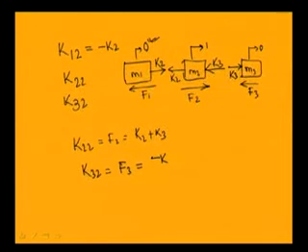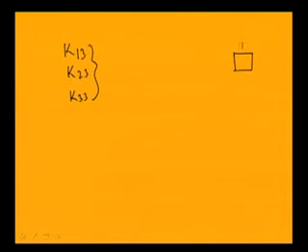Similarly, one can find K13, K14, K23 and K33 by drawing the free body diagram when mass 3 is having unit displacement and mass 2 and mass 1 are having 0 displacement. So, this is mass m1 having 0 displacement, mass m2 having 0 displacement and mass m3 having unit displacement.